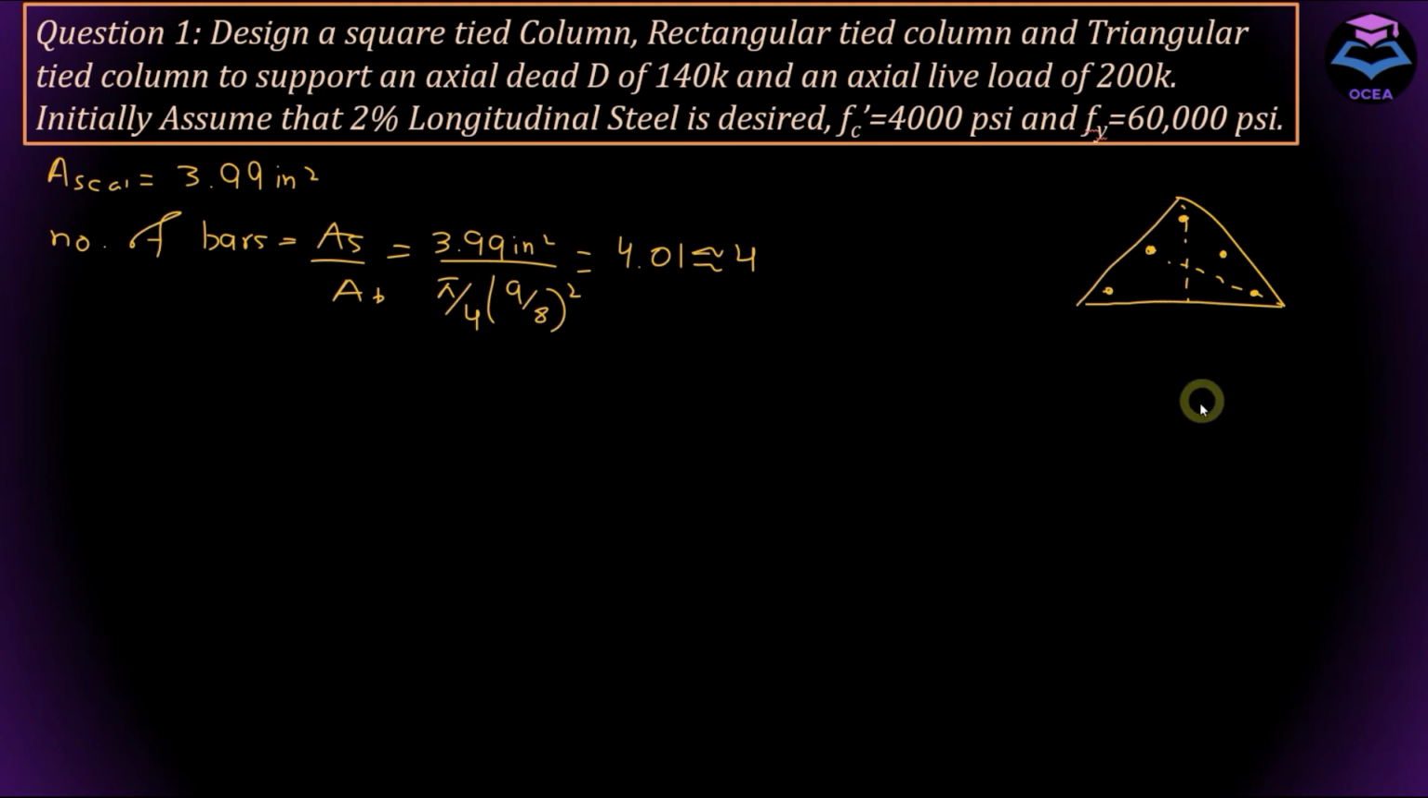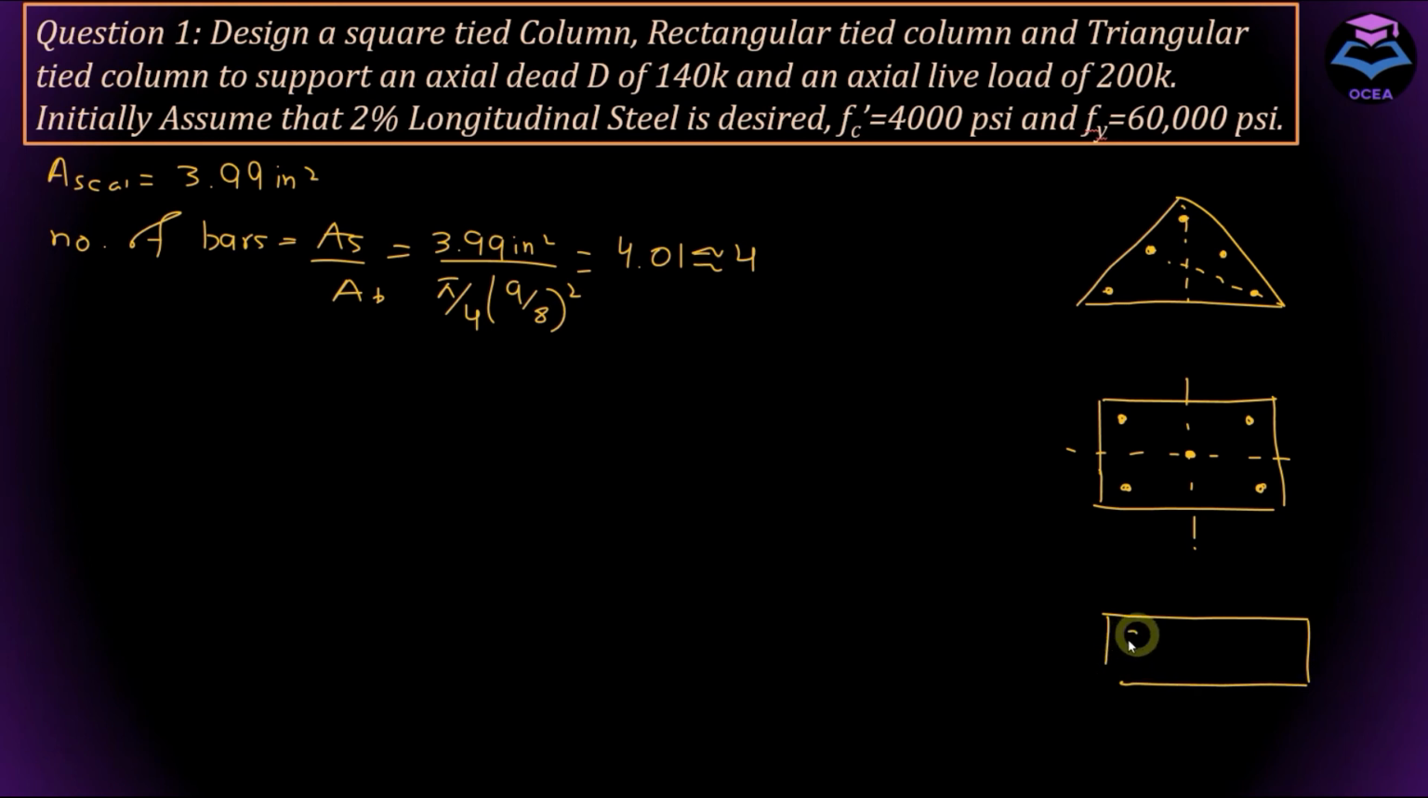So I have to arrange the bars in such a way in the column that they are placed symmetrically. So if we talk about previous columns, let's take the square column for instance. We placed a bar at each and every corner, and these bars are placed symmetrically about these lines which are passing through the centroid. And in the case of the rectangle, we placed a bar at each corner, and then we placed 2 bars here, and these bars were also placed symmetrically about these lines which are passing through the centroid of the cross section.